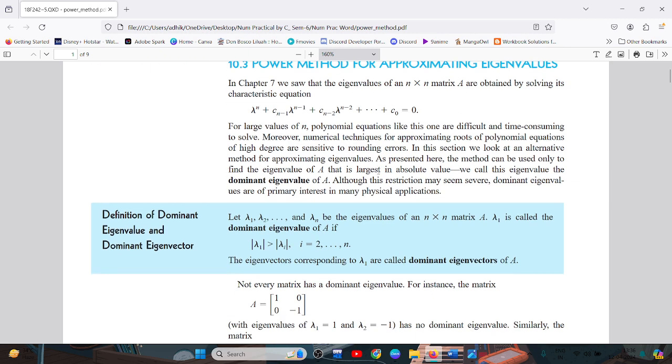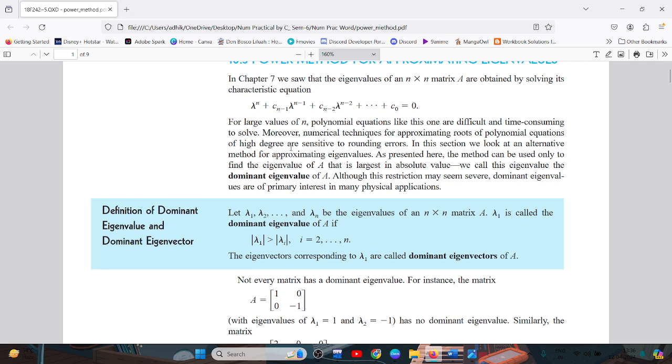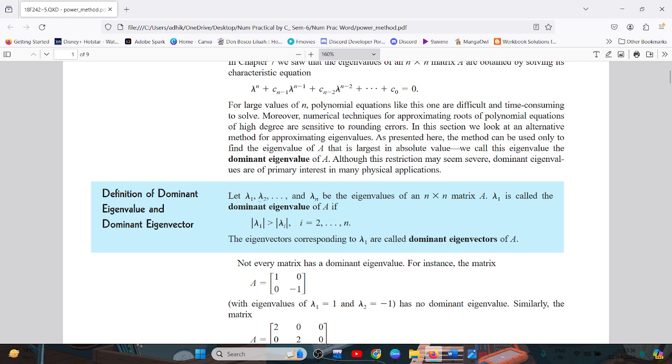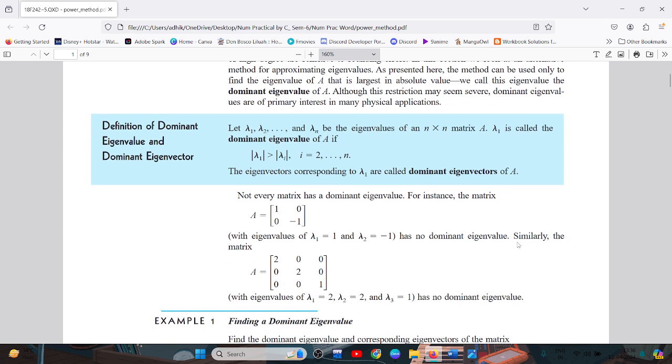Now this is a beautiful PDF from the net. We get the definition of dominant eigenvalue and dominant eigenvector. Let lambda 1, lambda 2, up to lambda n be eigenvalues of an n by n matrix A. Lambda 1 is called the dominant eigenvalue of A if modulus of lambda 1 is greater than modulus of lambda i for i equal to 2, 3 up to n. The eigenvectors corresponding to lambda 1 are called dominant eigenvectors of matrix A.